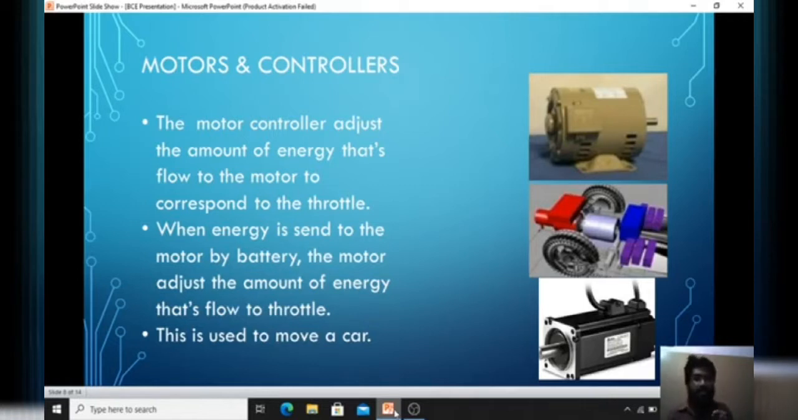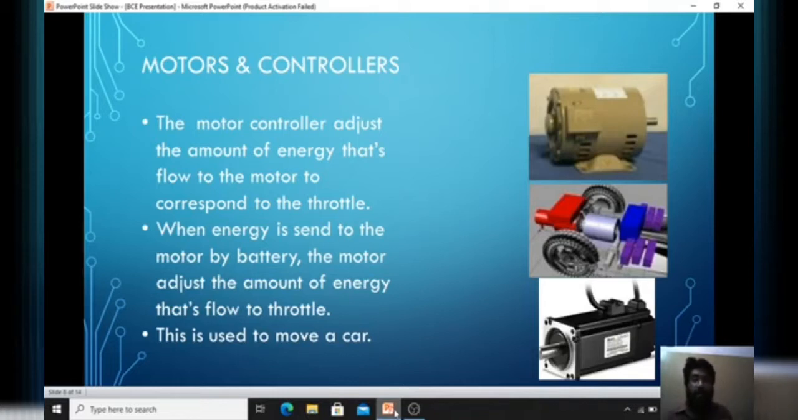The motor controller adjusts the amount of energy that flows to the motor to correspond to the throttle. Now what is the meaning of throttle? Here we read the word throttle. It's a new word for us. Throttle is basically simply a device or a part of the machine or a part of the engine which is supposed to regulate or power the engine as required by the user. You can say here, steam engine. Not here steam engine, but in general it is used for the word.